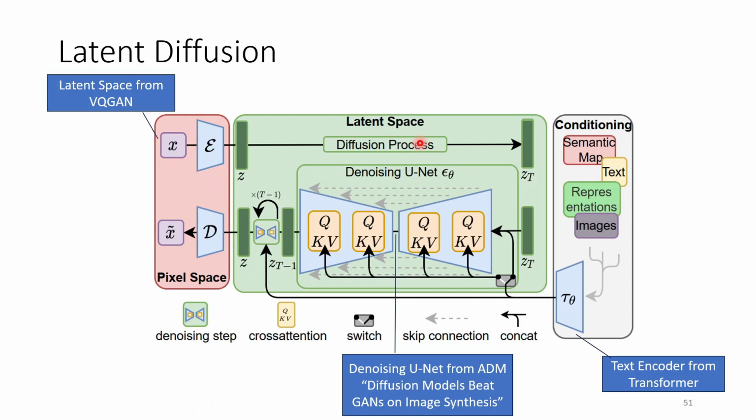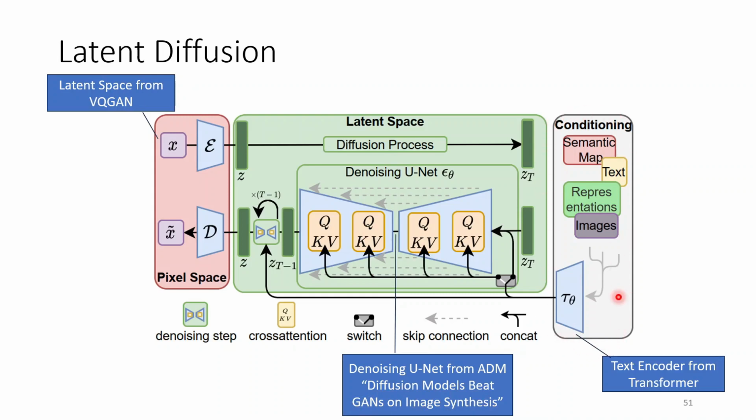Okay, now we are going to talk about the latent diffusion. So see, this is the architecture of latent diffusion. Here, this is a latent space from VQGAN. Given the image, there is an encoder and a decoder. Okay, and here is the latent space. It uses a diffusion model to solve it. And the diffusion model comes from ADN. ADN is the diffusion model that beats BigGAN on image synthesis. Okay, and this is a conditional model.